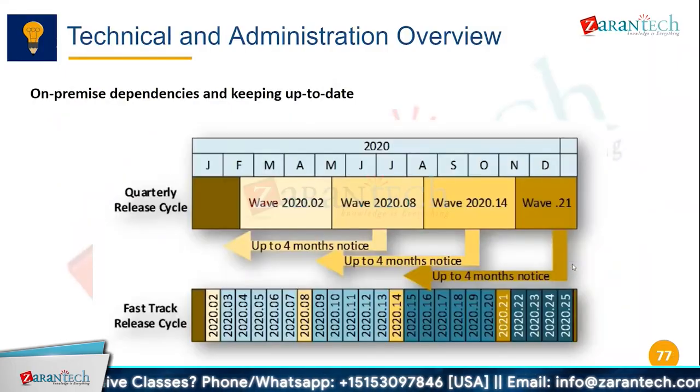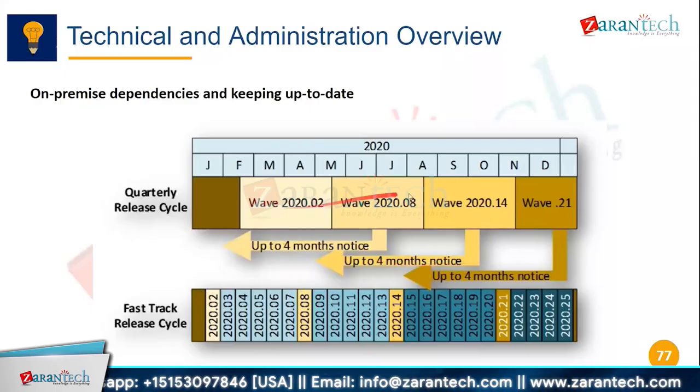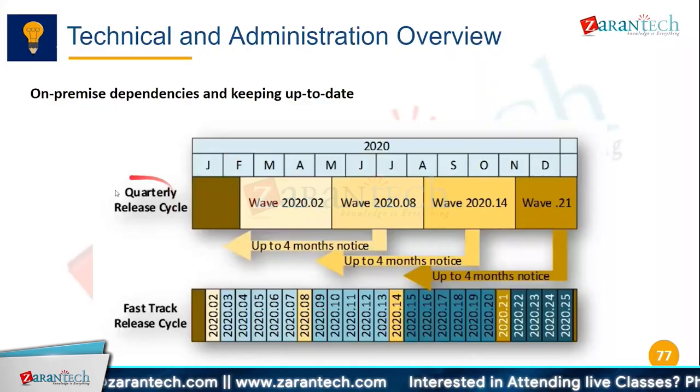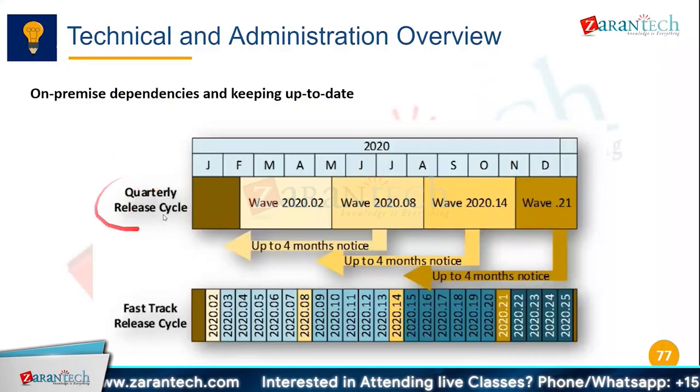Then next is the updates. In the technical administration, the users will have the admin concepts. So this is how the system update happens. If you remember, in the initial times I said there are 2 types of updates happening to SAC. One is the quarterly update, the other one is fast track. The quarterly update happens every 3 months. Sorry, every 3 months. So that is the quarterly update.